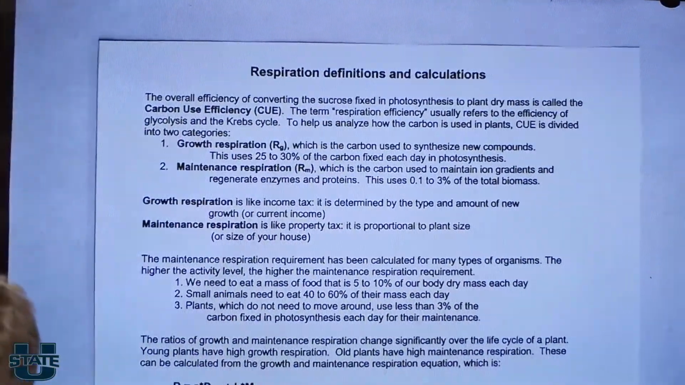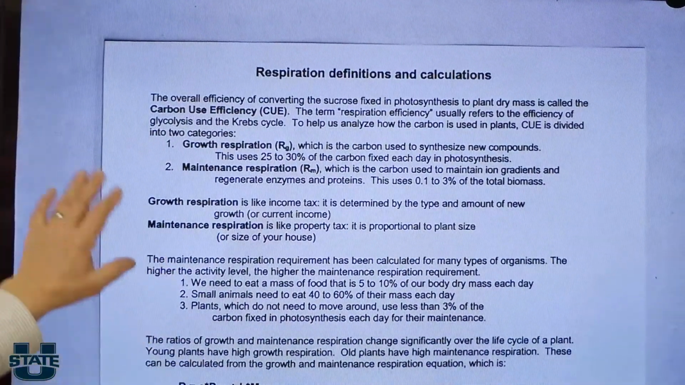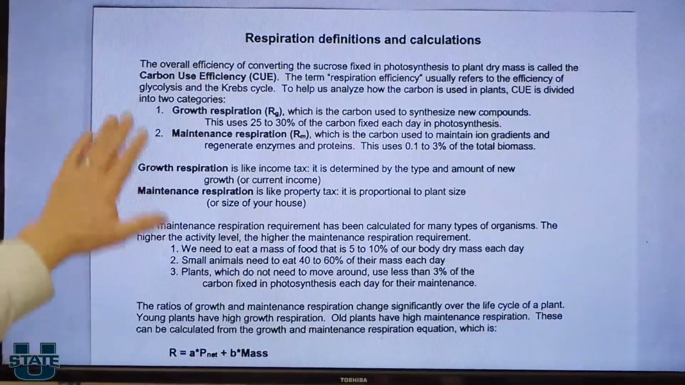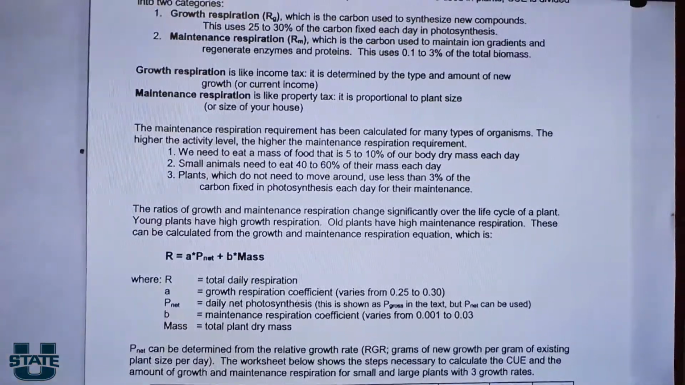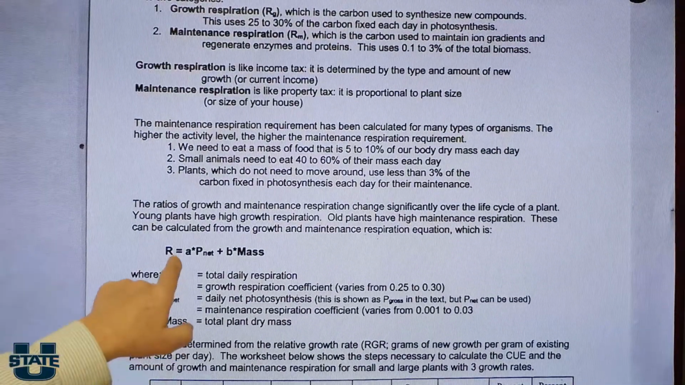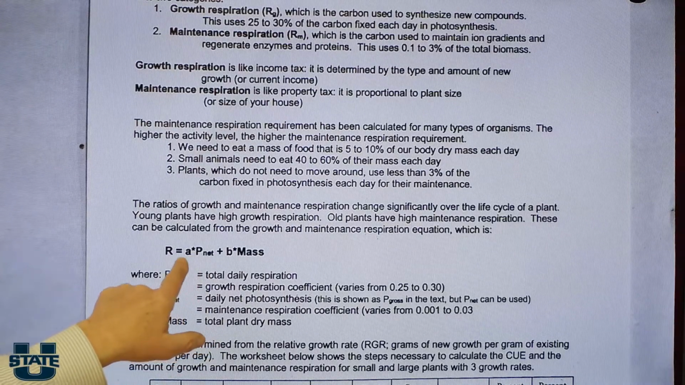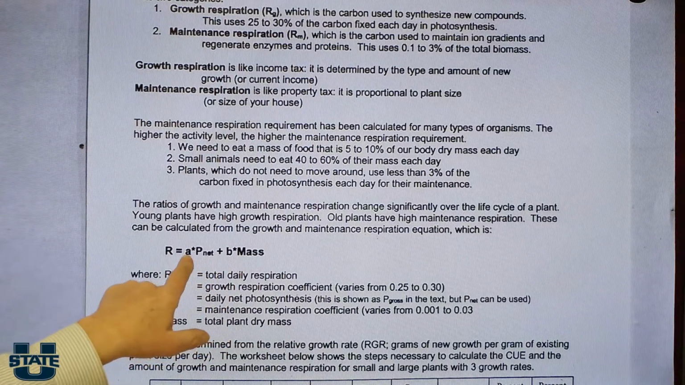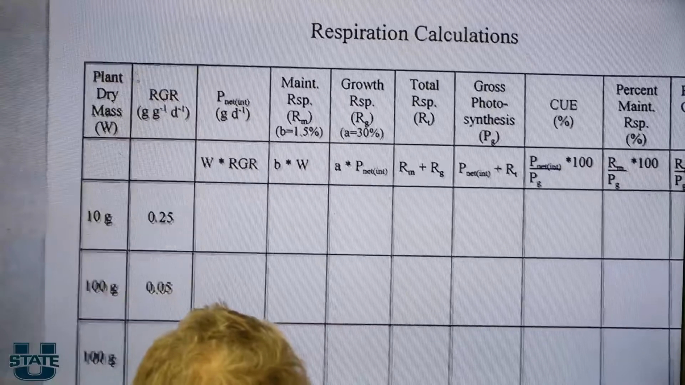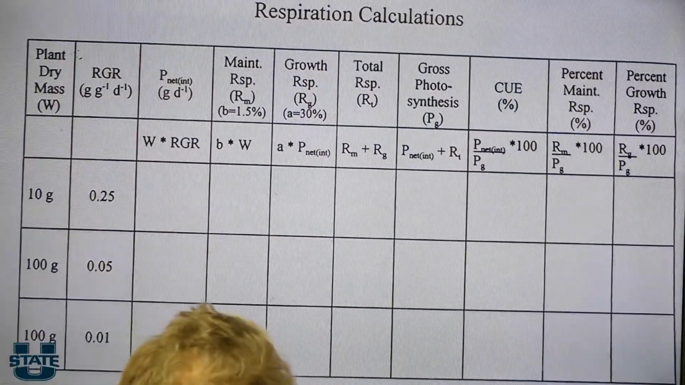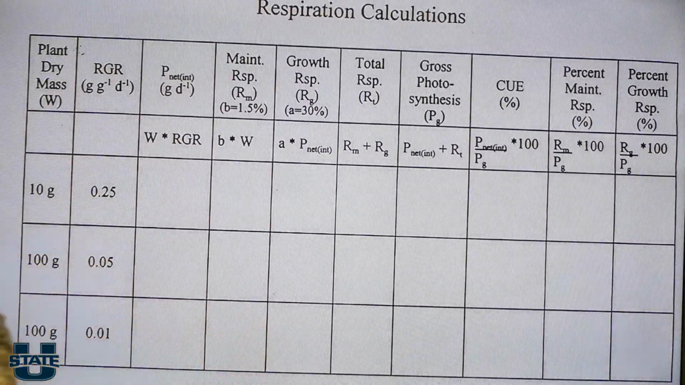I suppose I could have put this grid on the board, but I think we can see it right here. This just reviews everything I've said, and I'll send you this as a handout. But here's the equation. Growth respiration calculated on growth rate, and maintenance on plant mass. So now let's take this. There's a table, but let's take that table and blow it up. Great. Now we can see it.